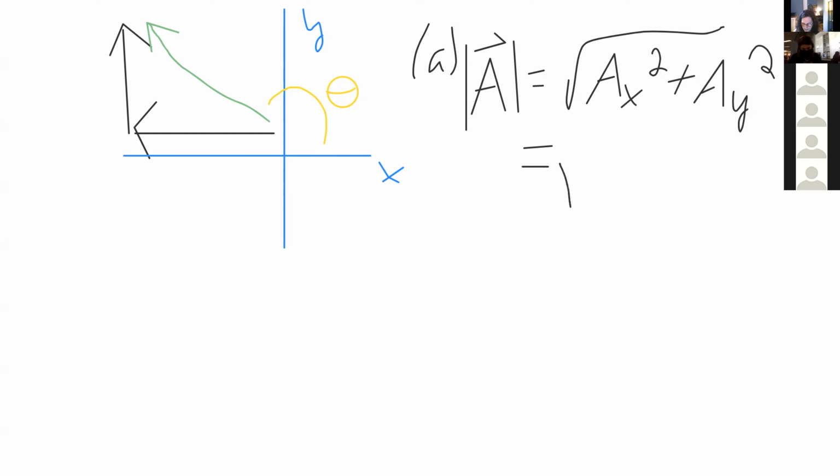For this problem here, we're just going to take the square root of the x component. The x component is negative. Of course, when we square a negative, it'll become positive, but you can go ahead and put the negative in there anyway, just for consistency.